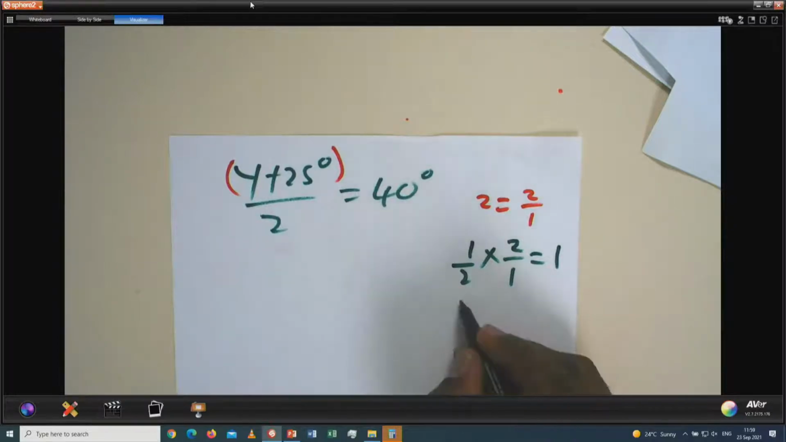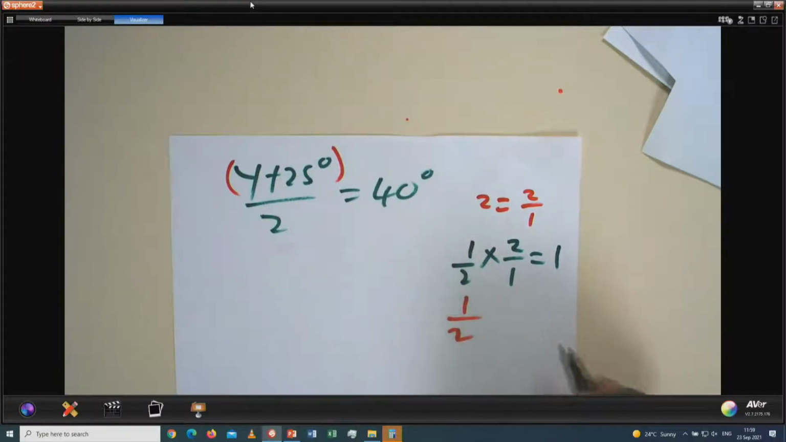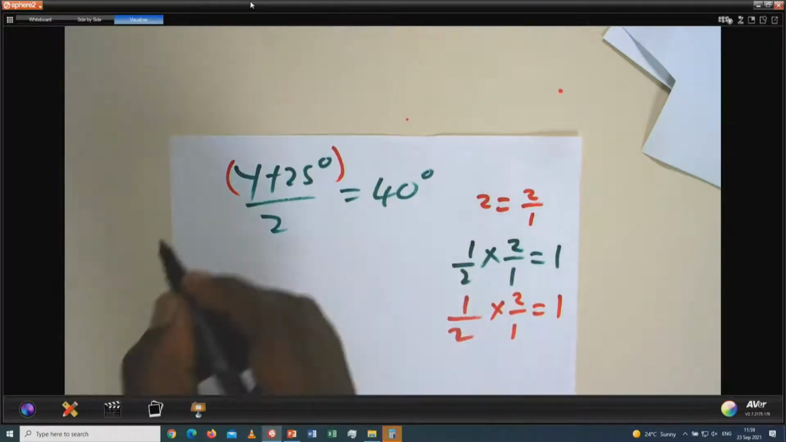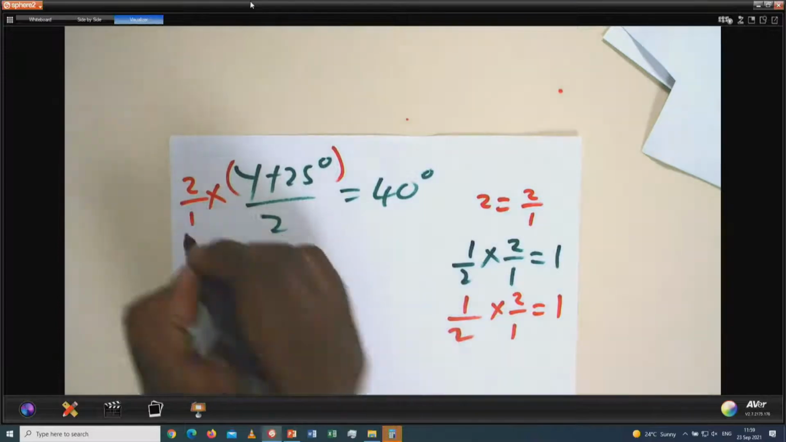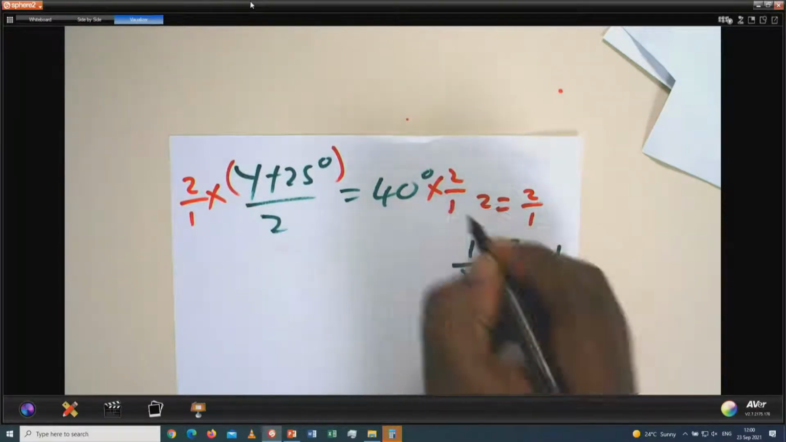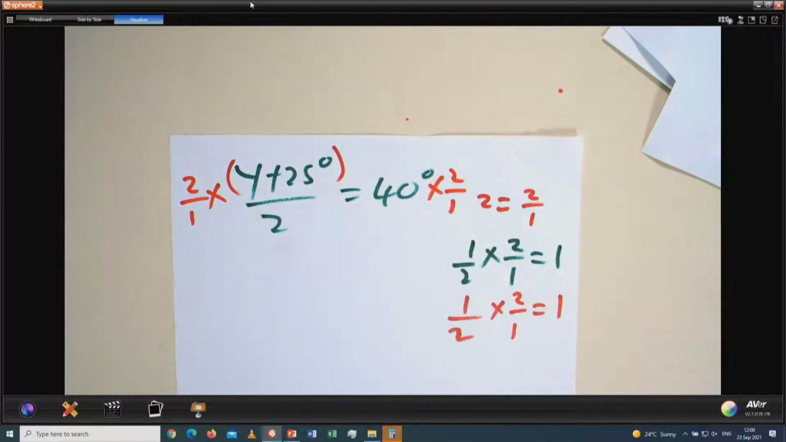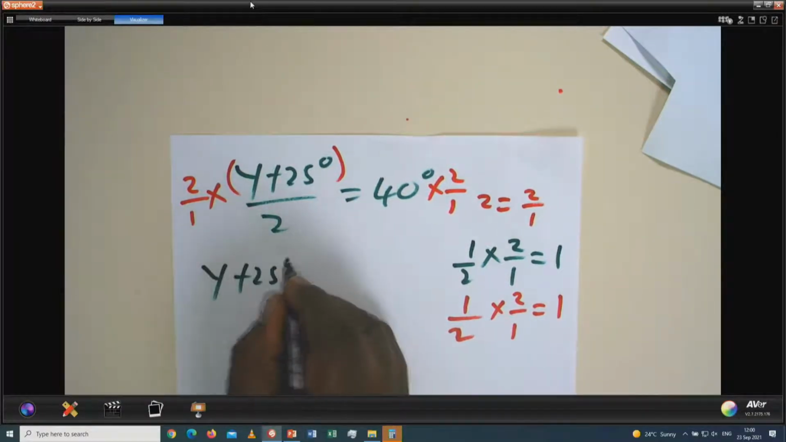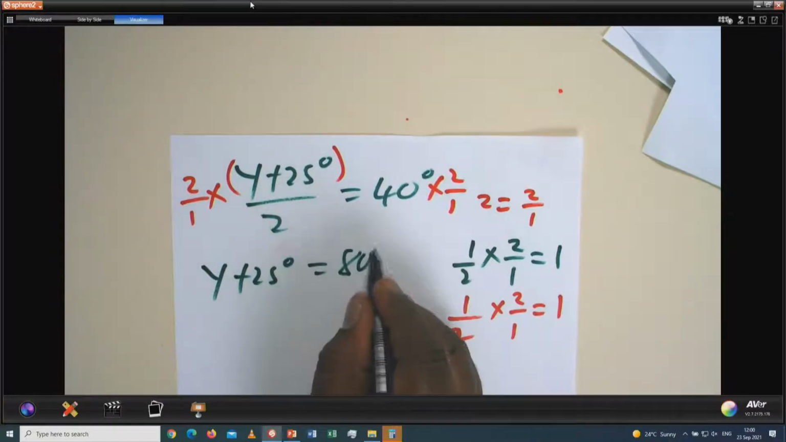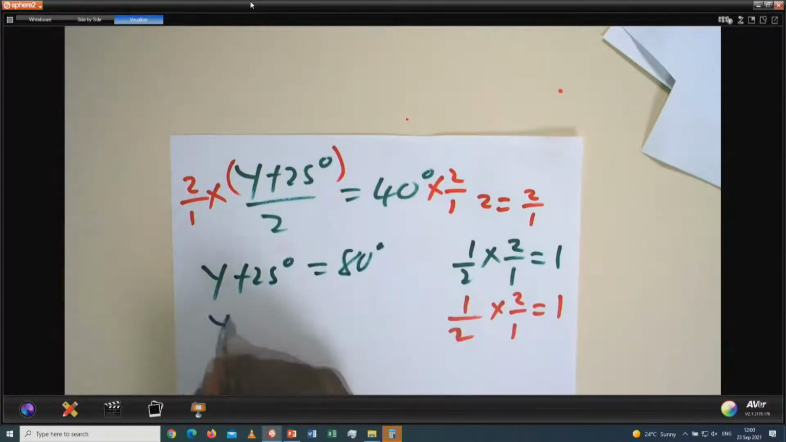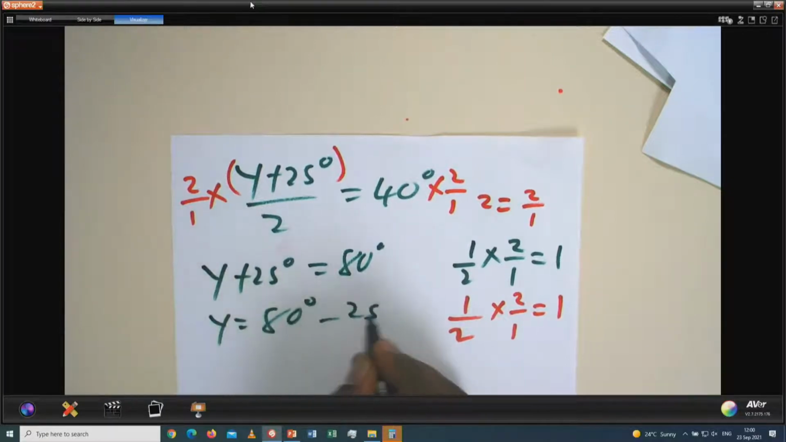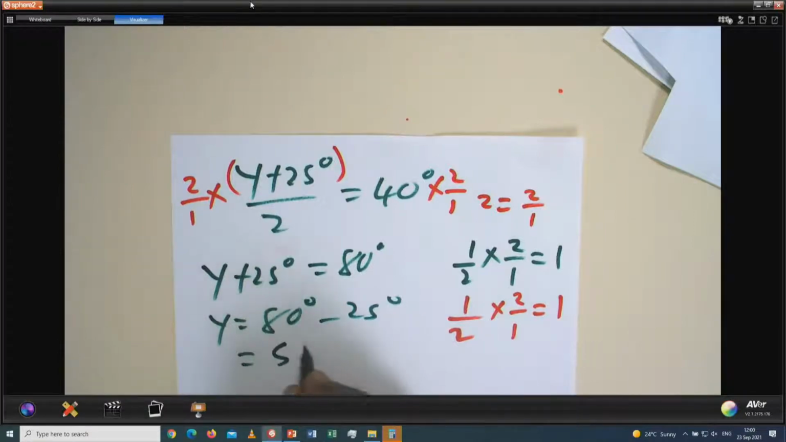Right? What are you going to multiply half with to give you 1? You are going to multiply with 2 over 1, which will give you 1. Therefore, in this case, we'll multiply this by 2 over 1. Remember, what you do on the left, you also do on the right. Therefore, y plus 25 degrees equals 80 degrees. y is equal to 80 degrees minus 25 degrees, which means y is equal to 55 degrees.